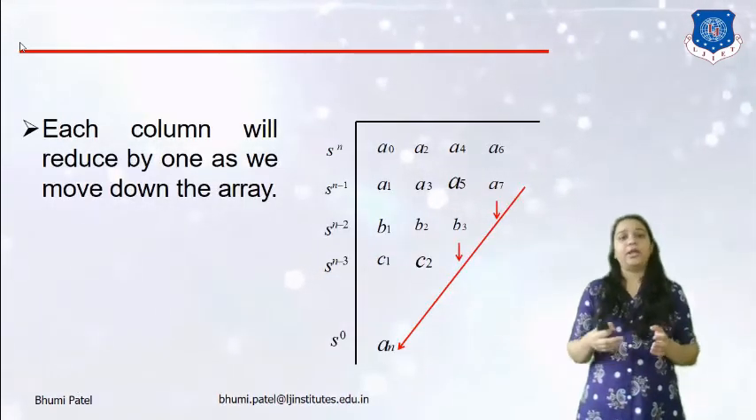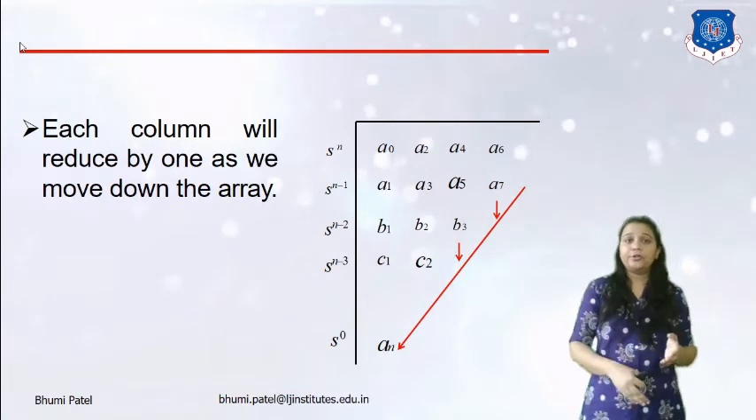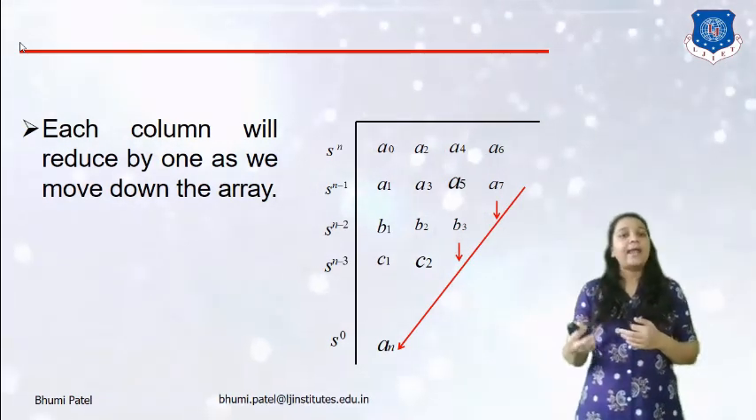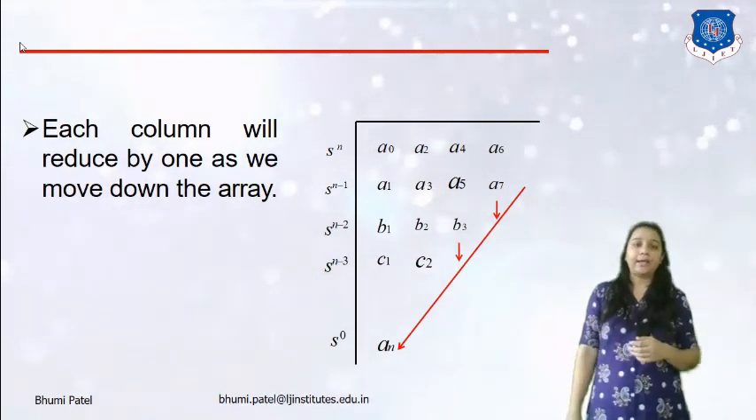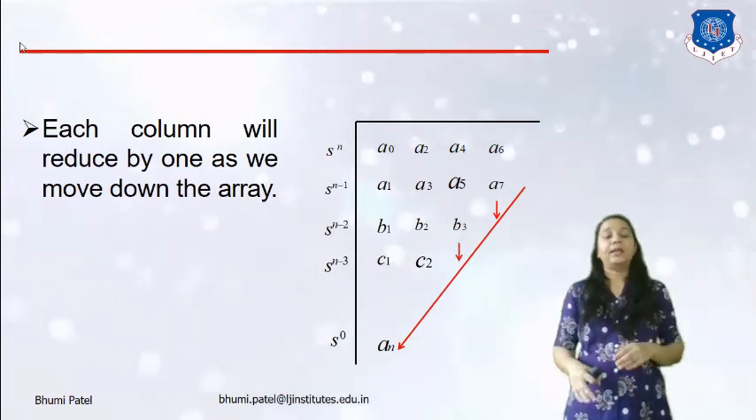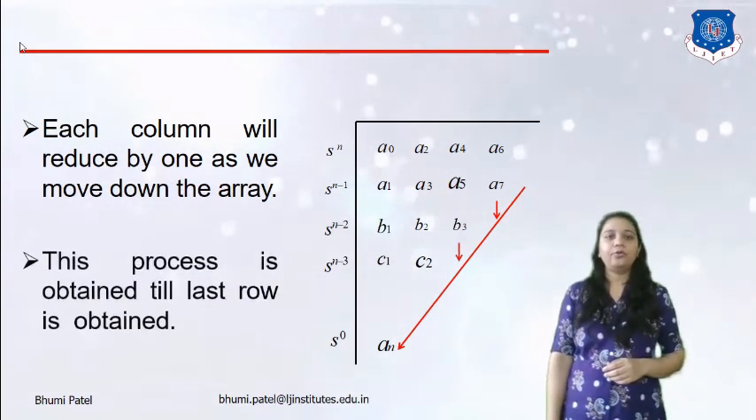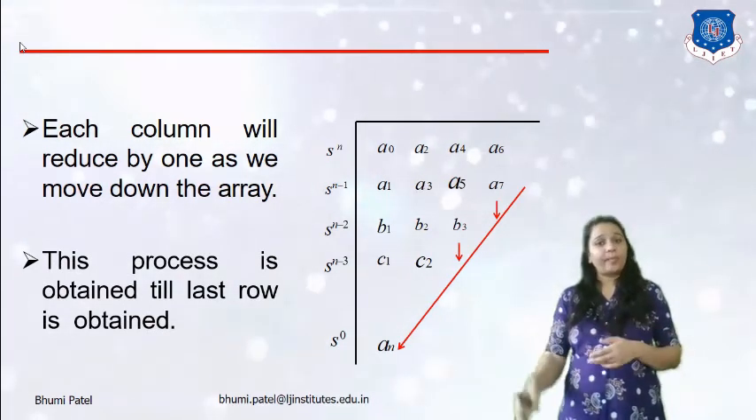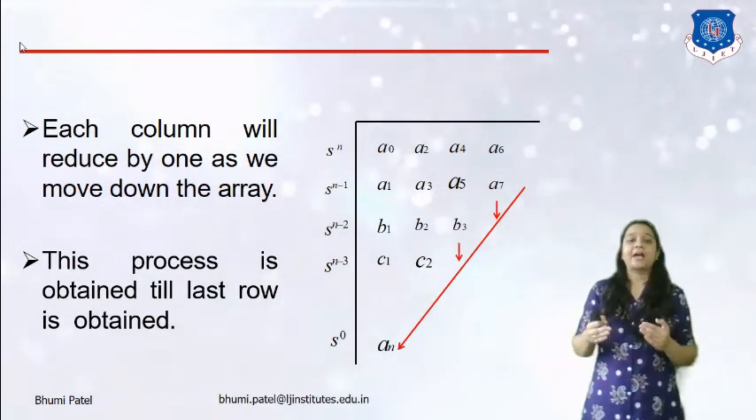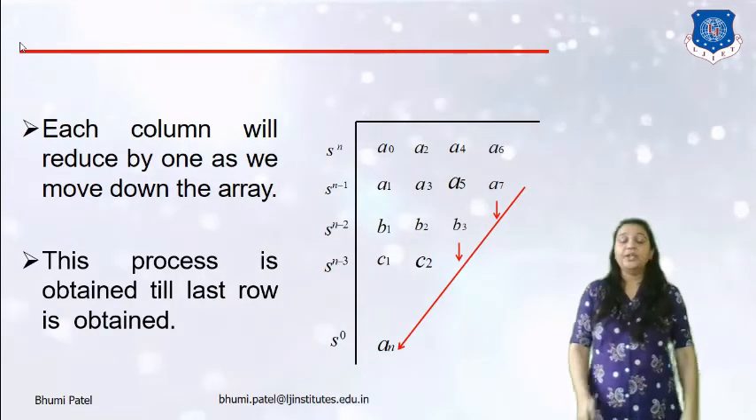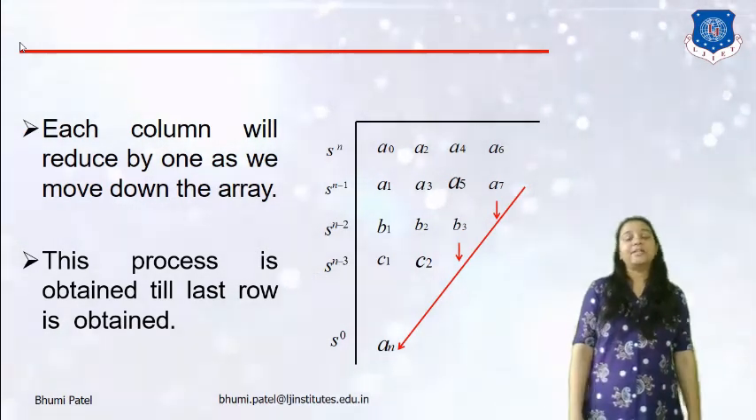Now each column will reduce by 1 as we move down the array. So for the last row we get only one value. This process continues till the last row is obtained. Okay, so this is the Routh array for stability.